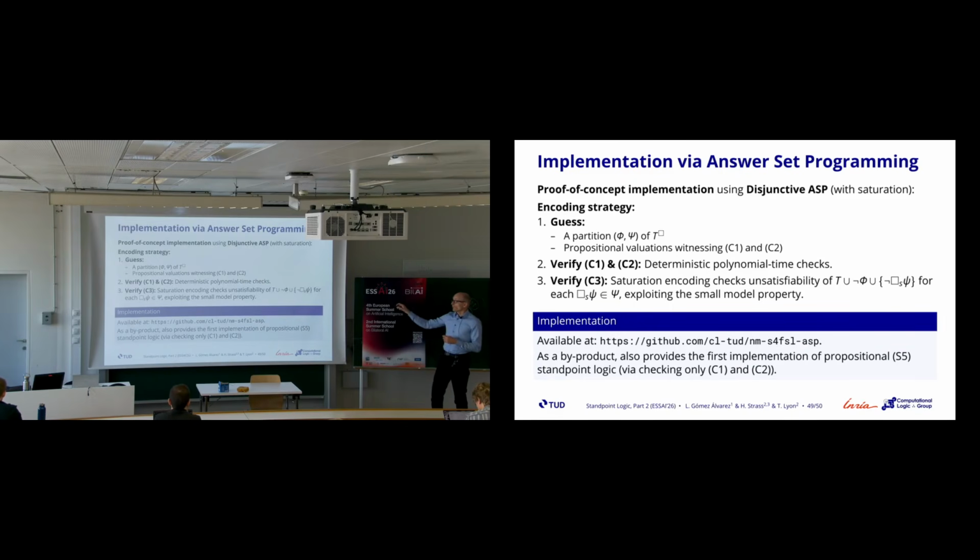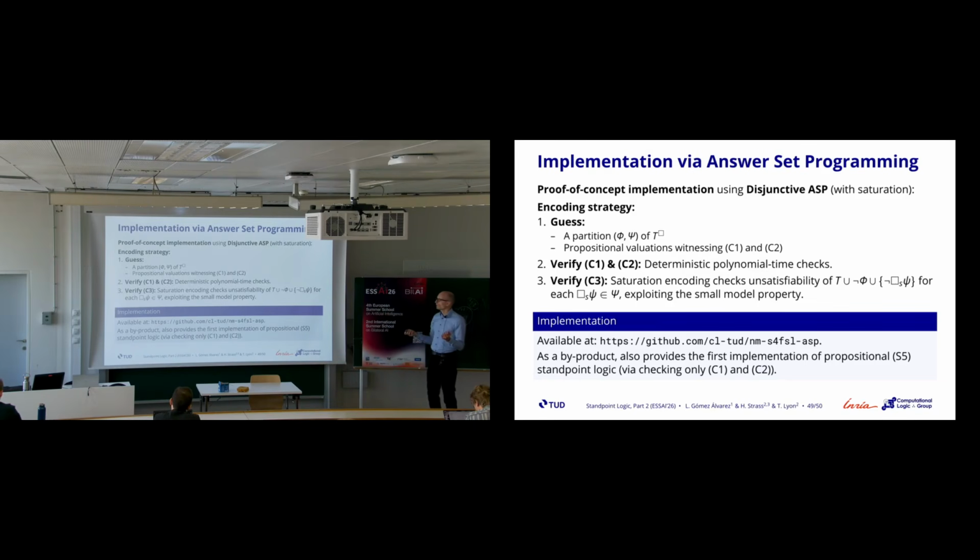And for reasoning from these models, it's much easier to do if you have a syntactic, small representation of those. We even have an implementation of this that basically follows this guess-and-check approach one-to-one. Right? So we guess a partition of the box subformulas of our theory. At the same time, we guess propositional valuations for witnessing the first two conditions. And this can be done, right? So out of this partition, we can construct the respective propositional theories, and then we just check whether the valuations satisfy these theories. So that's deterministic.